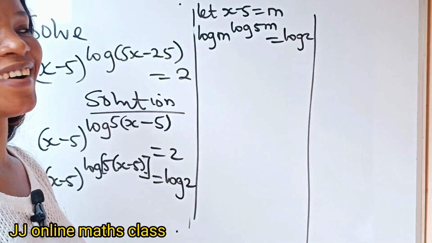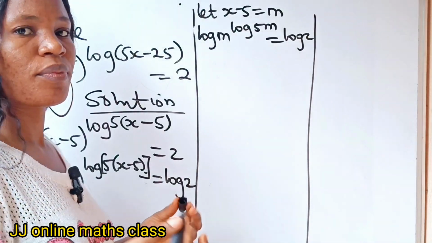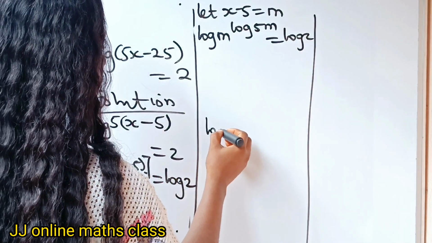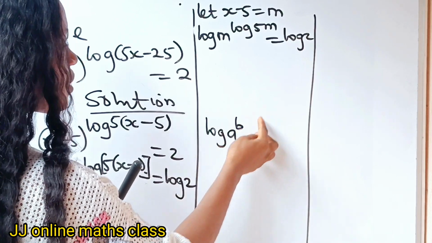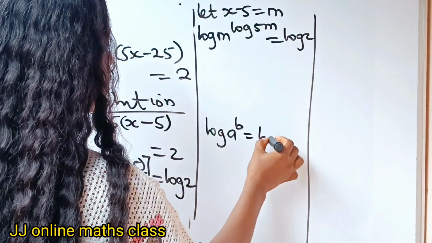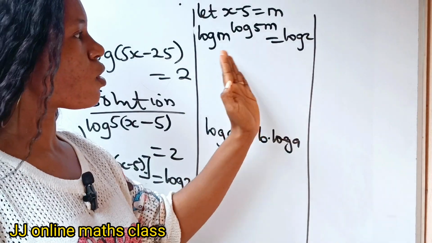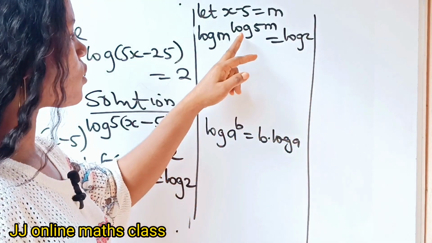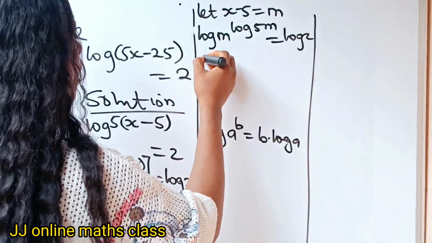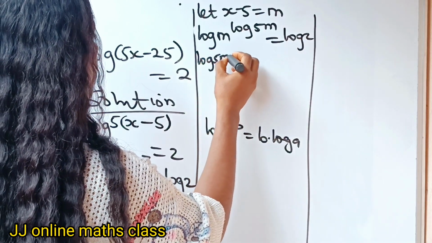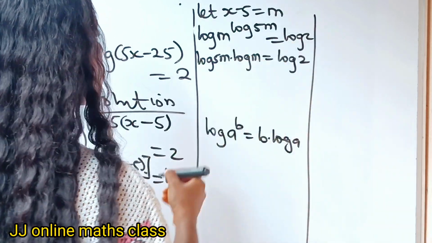Let's continue. Now at this point, we know that in logarithm, when you have log a raised to the power of b, we can bring this b to the other side. That is, we can say b times log a. So we are going to do that here. We bring down this log 5m to multiply log m. So we now have log 5m times log m is equal to log 2.